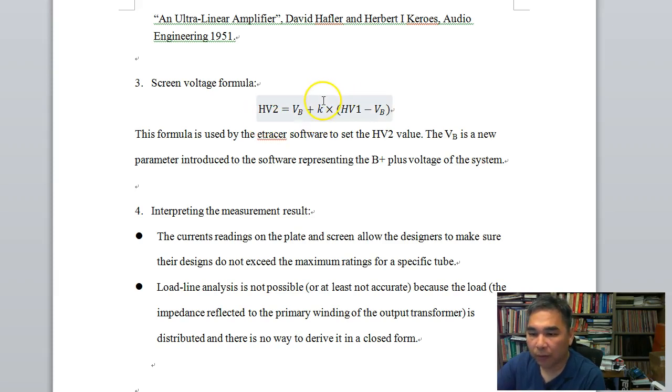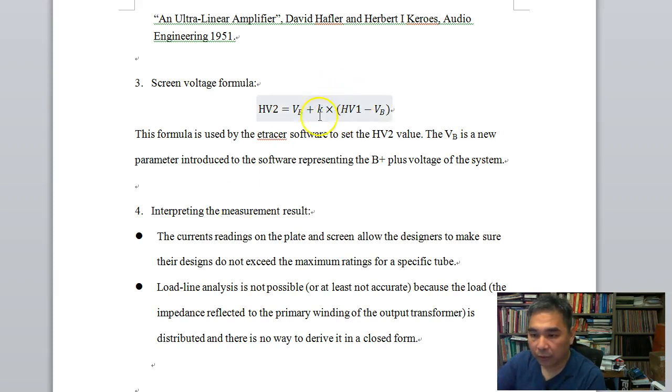So we can experiment. We can plug in K with two extreme values. If K equals 0, then HV2 equals B. That means the tube is tested under pentode mode, where the screen is connected to a fixed voltage. When K equals 1, HV2 will equal HV1 because the VB term cancels out. So HV2 equals HV1, which means the operation is identical to a triode.